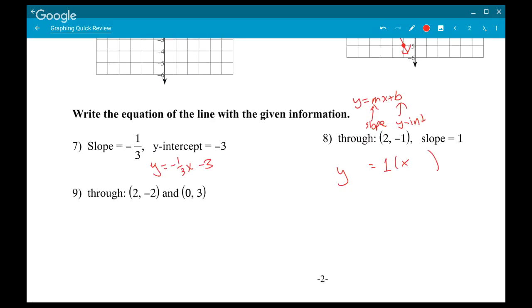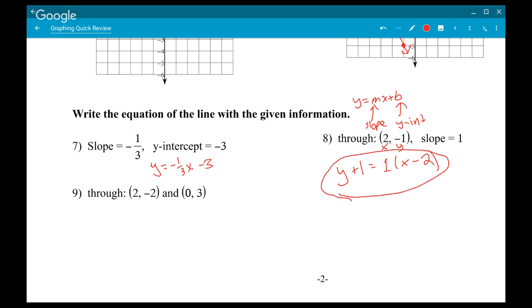Okay. So what that means is for this one, there's my x value. My x value is 2. So I'm going to put a minus 2. Okay. Because if I were to plug in 2 for x, I would get 0. This is my y value. I'm going to put a plus 1 because now if I were to plug in both x and y, I'd get 0 on both sides. So there's my equation. Okay.